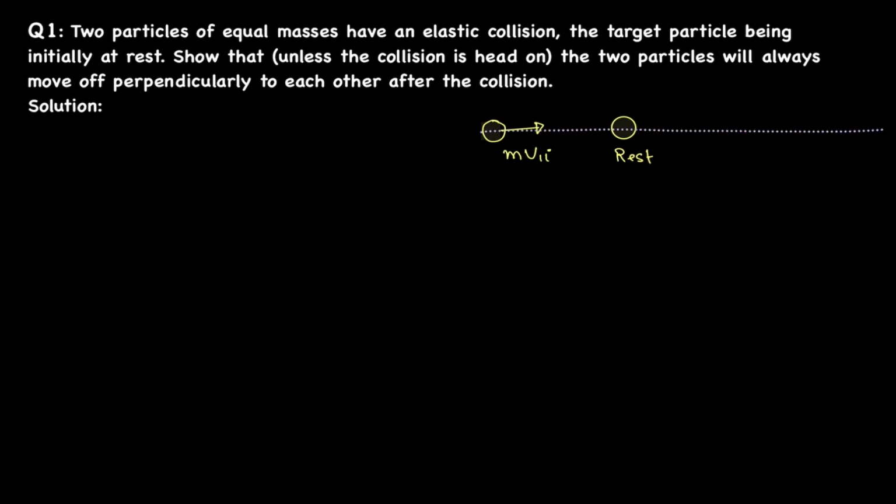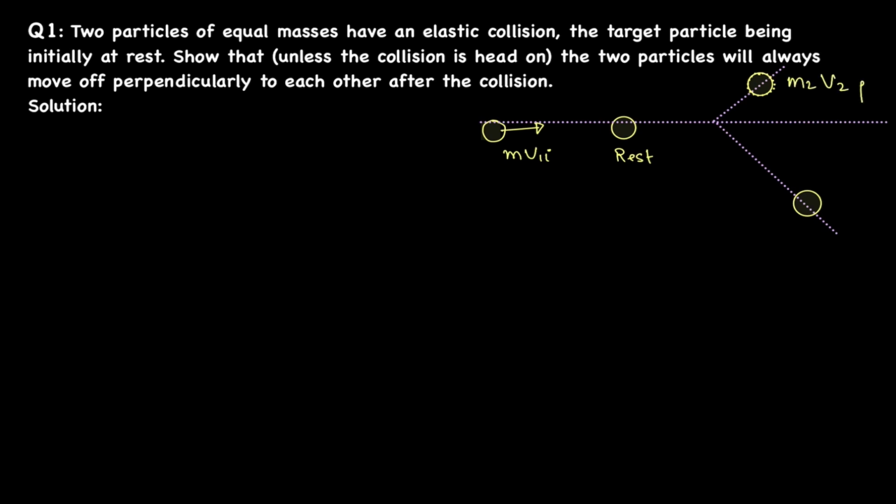So this is our initial direction of motion, and after the collision one is moving in this direction and the other one is moving in a perpendicular direction. So let's say one is moving in this direction, and the other one is going in a perpendicular direction. So it is m2 v2 final, and this is m1 v1 final. Okay, so there is no need of calculations.